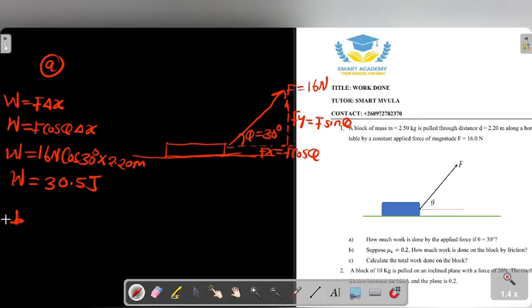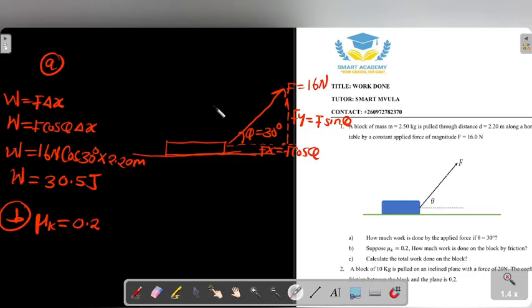Then we move to B. B is asking us to suppose mu k, the coefficient of kinetic friction, is 0.2. How much work is done on the block by the friction force? So we are looking for the work done by the friction force.